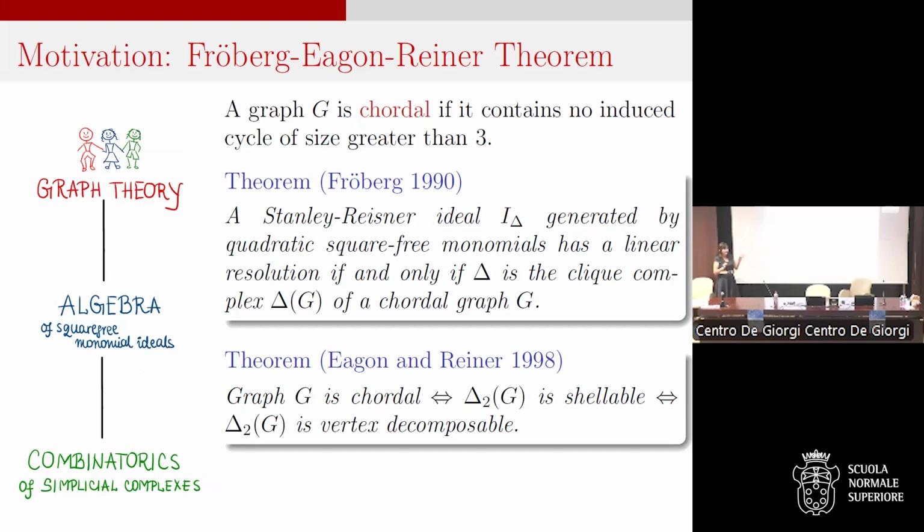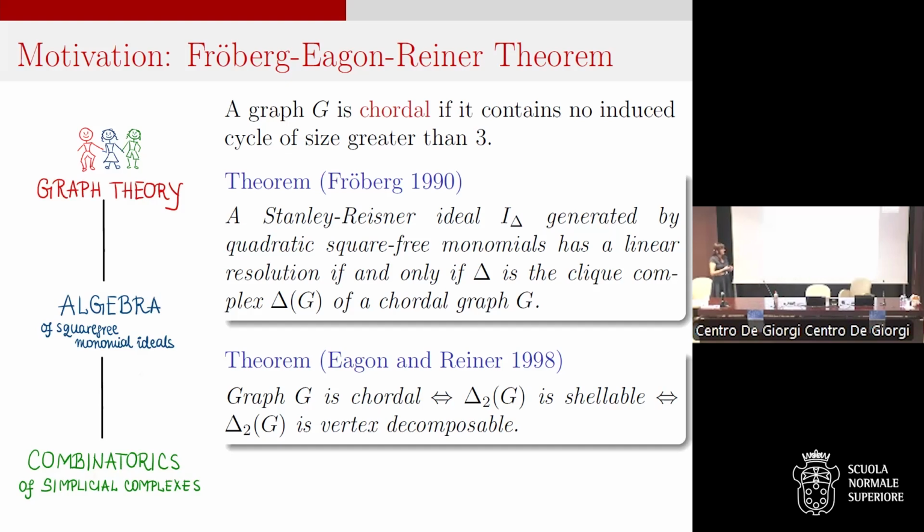And Fröberg, a long time ago, proved this more algebraic statement. He said that a Stanley-Reisner ideal generated by quadratic squarefree monomials has a linear resolution if and only if this Delta is the clique complex of a chordal graph. Okay, so, well, it's proved that the Stanley-Reisner ideal I_Delta is generated by quadratic squarefree monomials if and only if Delta is a clique complex. So this part with linear resolution, that comes with chordal graphs. So just to maybe clarify that a little. We didn't work with that one. That was like a basic theorem.